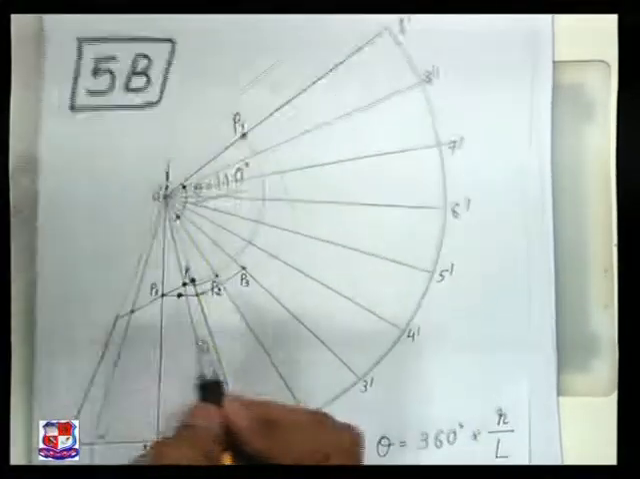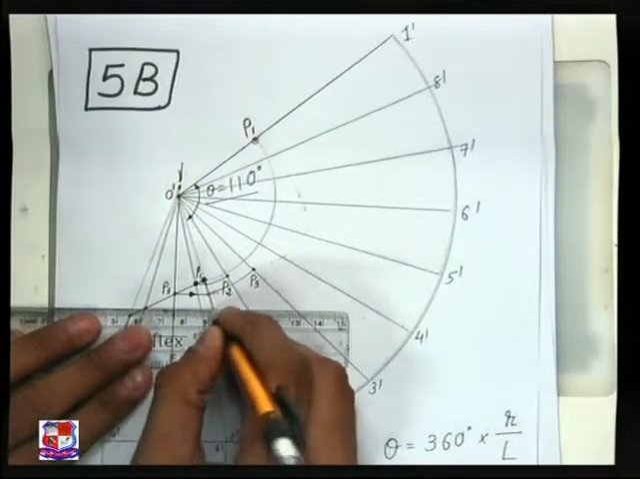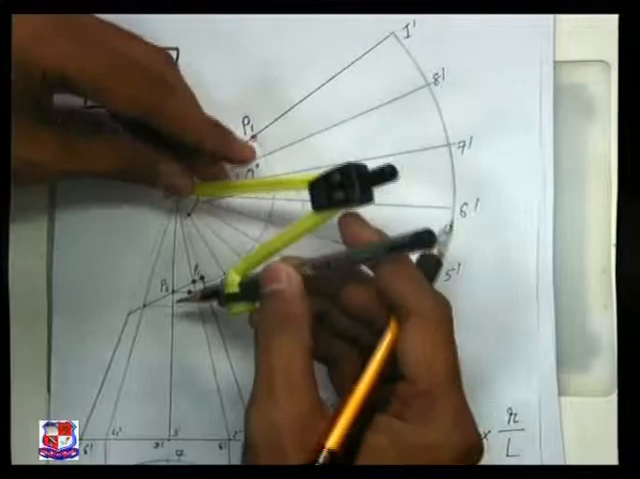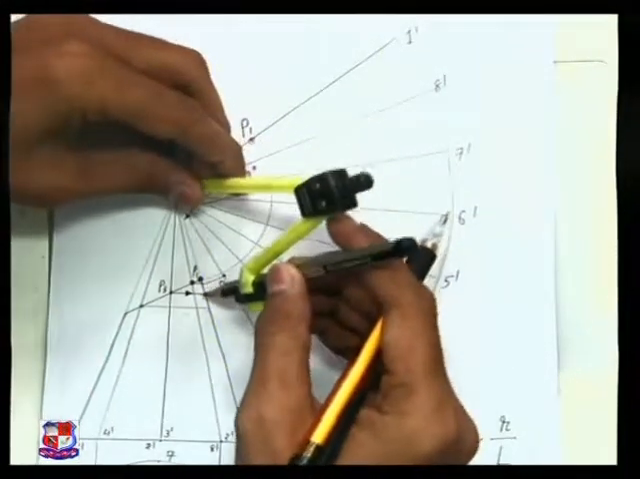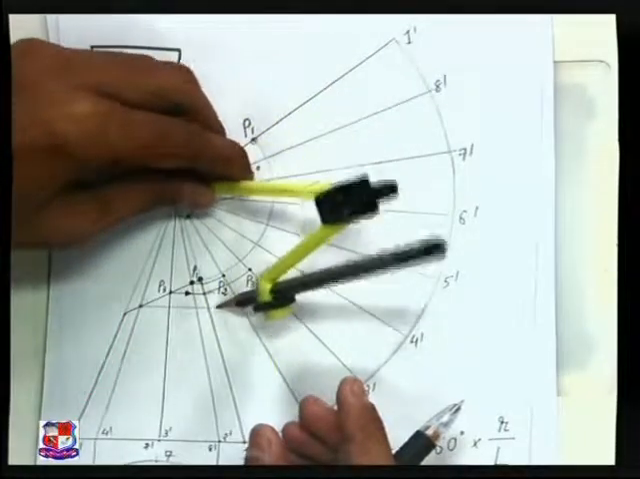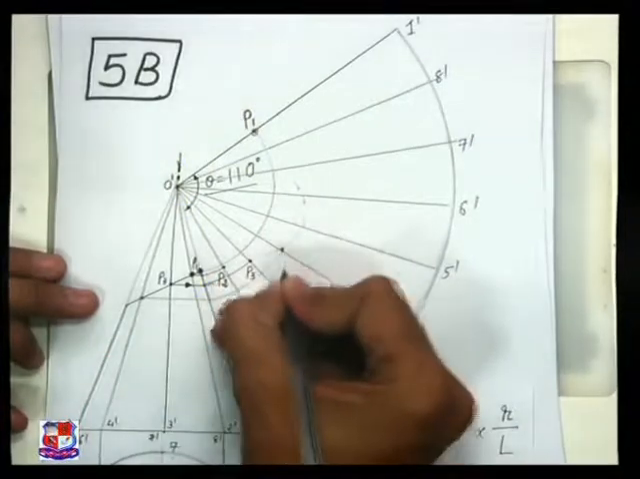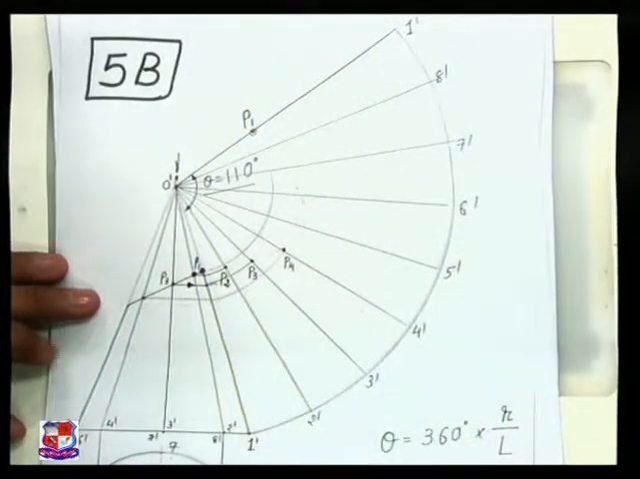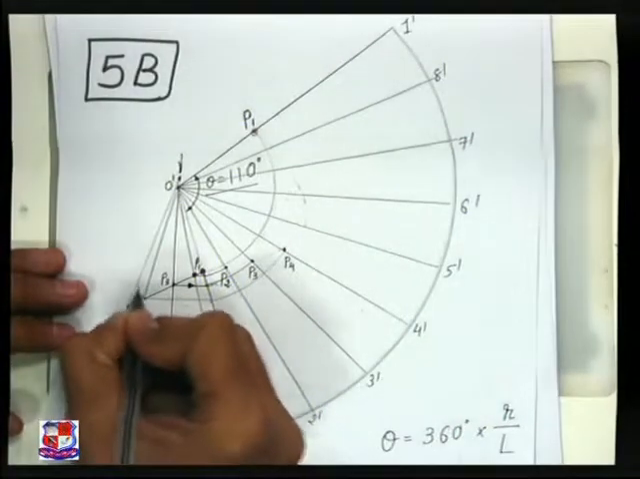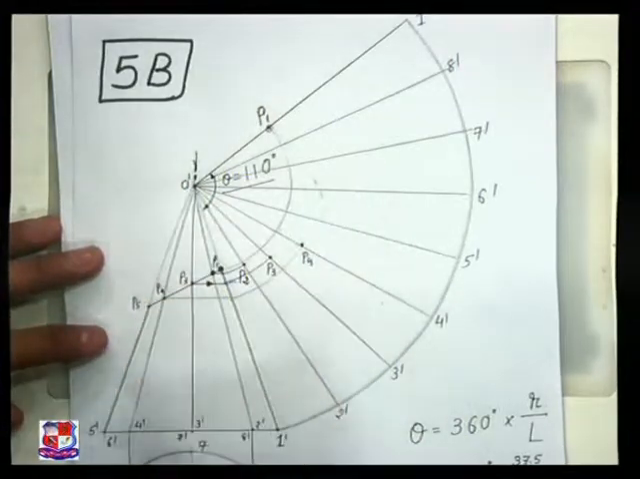So from this point draw a straight horizontal line like this that will cut O dash 1 dash at this point. Take O dash as a center, O dash to this point as a radius, draw an arc, and that arc will cut O dash 4 dash at one point somewhere here. This is point number P4. Then point number P5 would be over here, on O dash 5 dash generator.